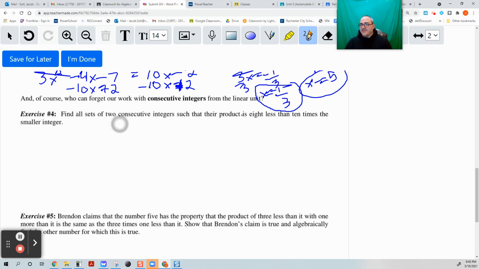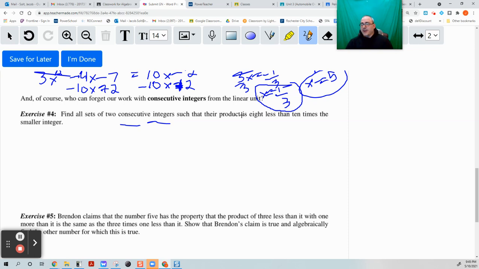Let's talk about consecutive integers. What does it mean to be a consecutive integer? What's an integer? Think about it in your head. An integer is all the positive and negative whole numbers. And what does consecutive mean? Consecutive means they're right next to each other. So find all the sets of two consecutive integers such that their product is 8 less than 10 times the smallest integer.